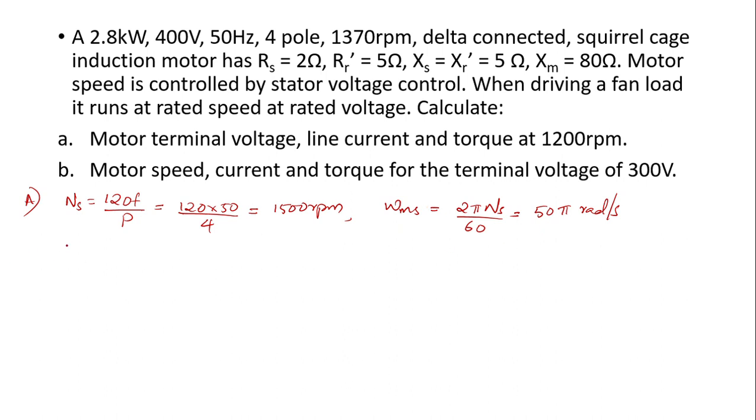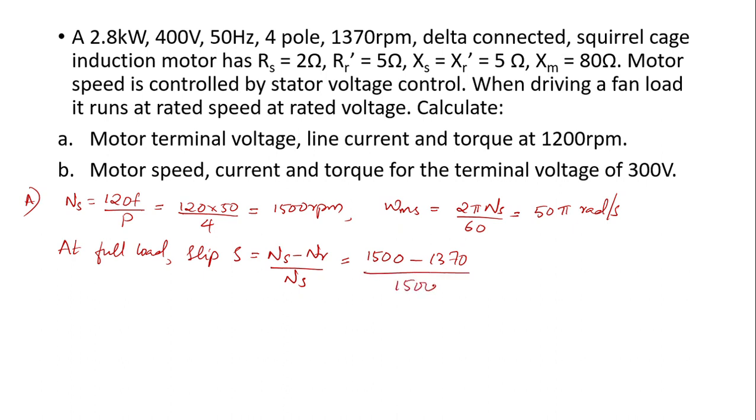And we can also find out the value of the slip at full load. So at full load, the equation for slip is given by (ns minus nr) divided by ns. You can substitute the values. This is for the full load. So ns is 1500, there is no change, and during full load your rated speed is 1370. So you can substitute 1370 over here, and on calculation you will get the value 0.0867. So you've got your slip also.